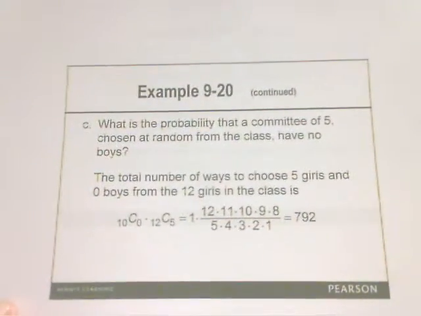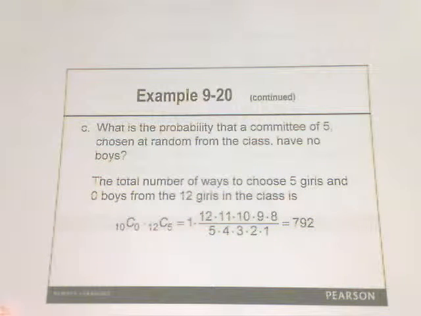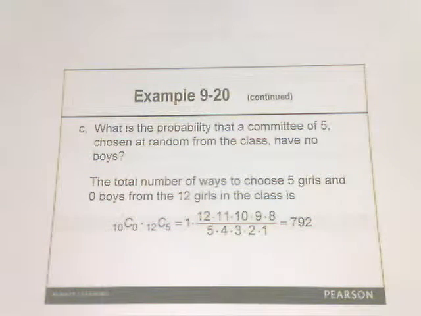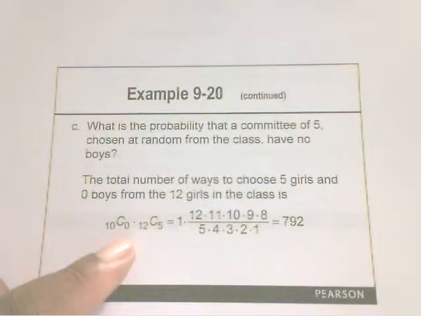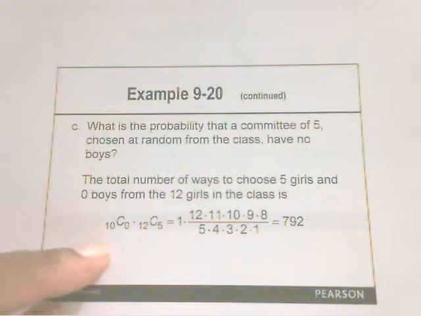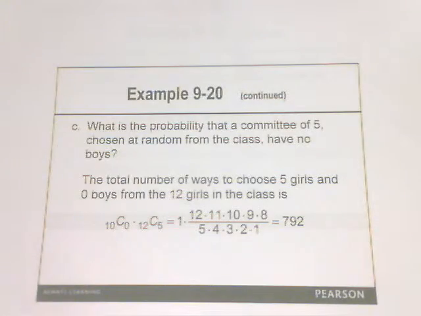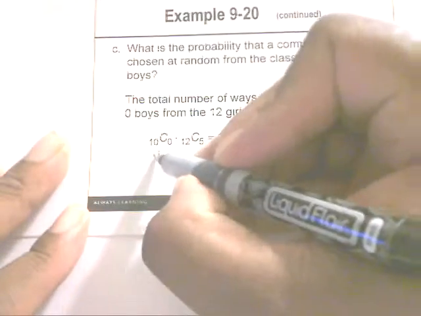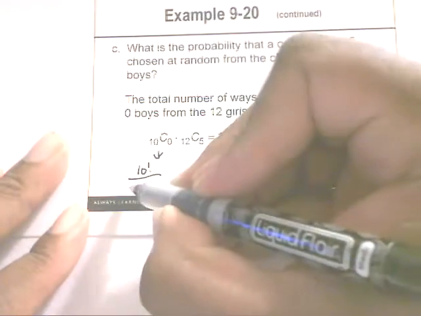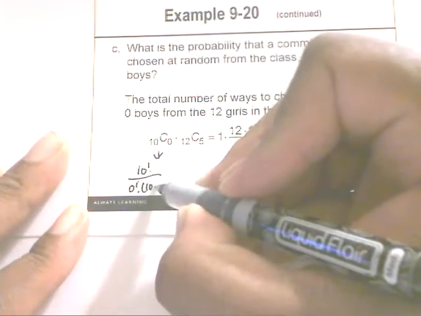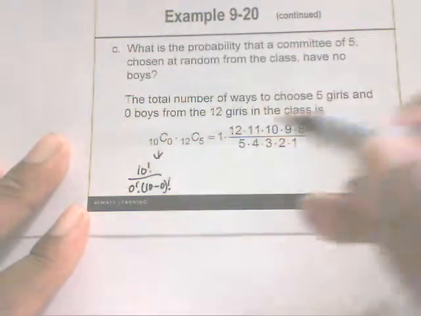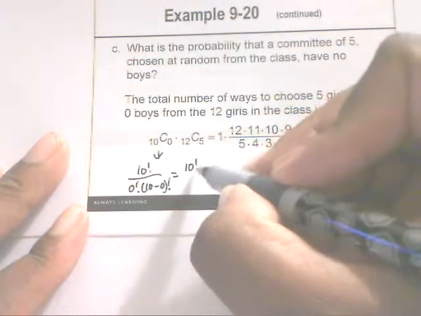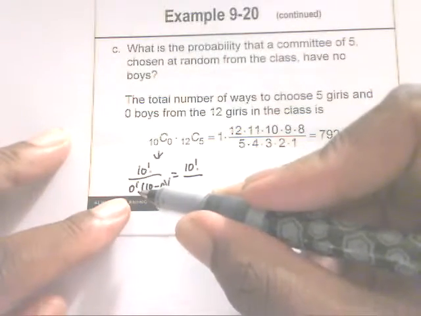And then part C was the probability that a committee of 5 chosen at random from the class has no boys. Okay, so the total number of ways to choose 5 girls and no boys would be this, 10C0 times 12C5. Now in this case, of course, 10C0 is 10 factorial divided by 0 factorial times 10 minus 0 factorial. In this case, you've got 10 factorial. 0 factorial by definition is 1.